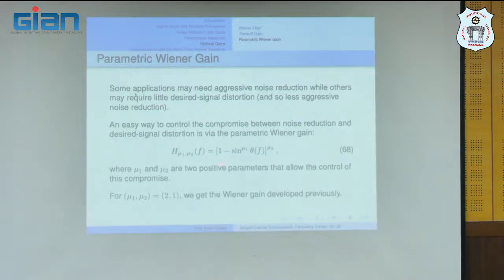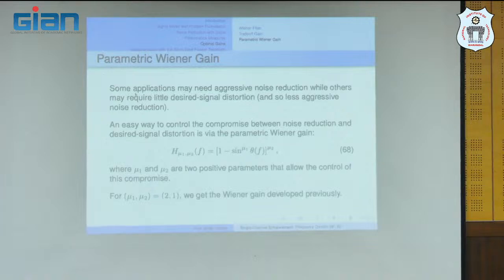So here I can define something new. I can define a gain function that looks like this, with two different parameters, mu1 and mu2. And you can ask, why should I define it like this? Theta is just like what we defined here. How did I define theta? Such that cosine theta equals the coherence between x and y.